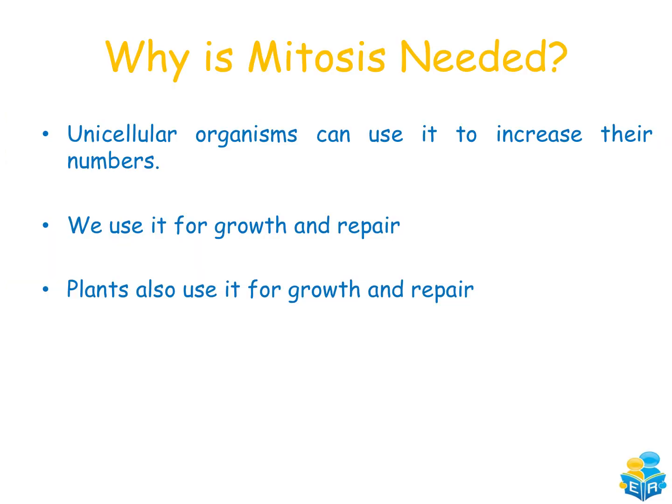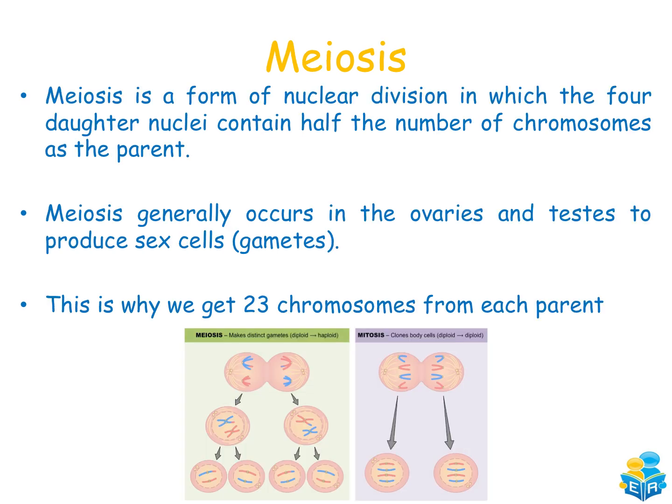Now, why do we actually need mitosis? Well, unicellular organisms, now we're not unicellular, we're multicellular, but unicellular organisms use it to increase their numbers. That's how they actually reproduce. Us as multicellular organisms, we use it for growth and repair, and plants can also use it for growth and repair as well.